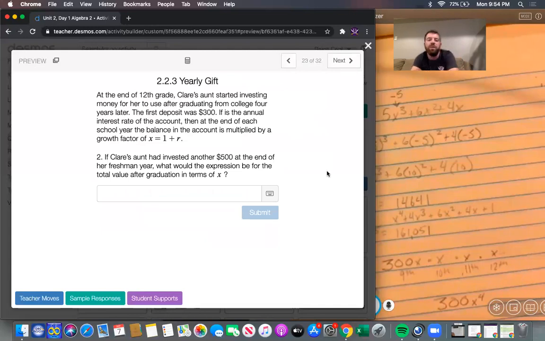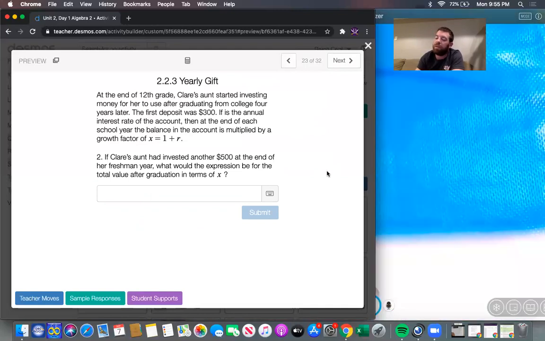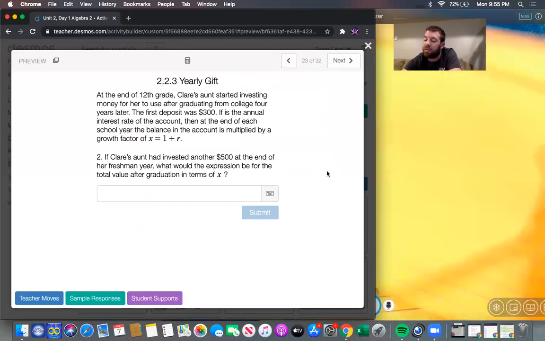So now we see here, the first deposit was 300. Then at the end of each school year, it multiplied by the growth factor. If she invested another 500 at the end of the freshman year, what would the expression be?